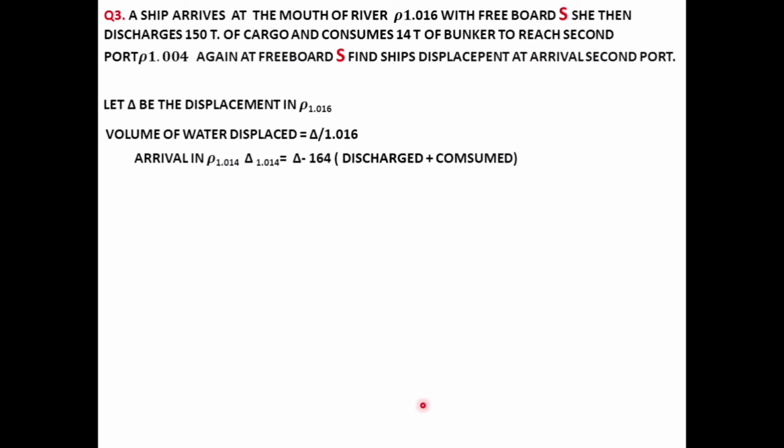In our arrival, the displacement is going to be what? Whatever the displacement was there in 1016 minus 164, as 150 and 14 tons have been discharged or consumed. So the volume of water displaced in 1014 would be the displacement divided by 1014.